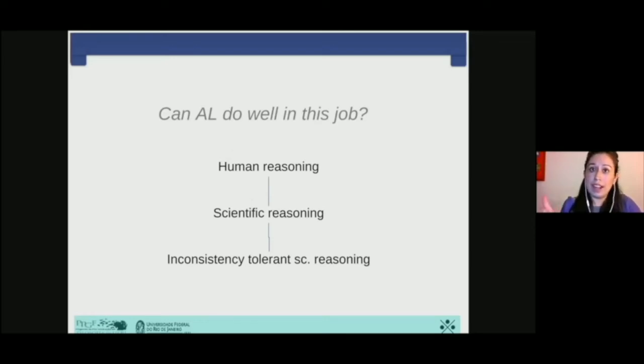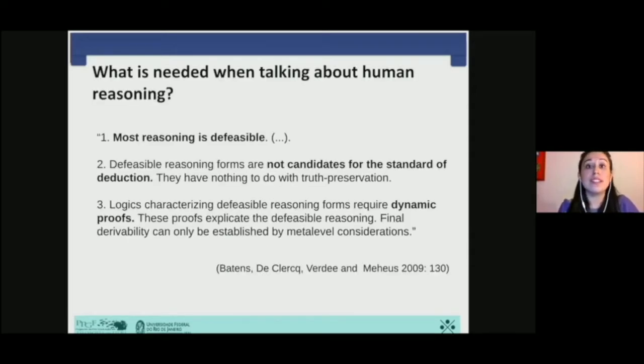First, that they are able to tackle human reasoning as we think intuitively it is, that they are able to tackle scientific reasoning, that it's not only human but has other elements, and also, and only then, if they are good when dealing with inconsistency toleration in the scientific reasoning. And so, first of all, what is needed when talking about human reasoning?